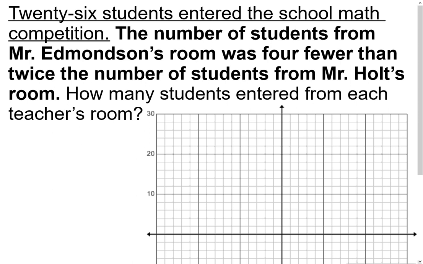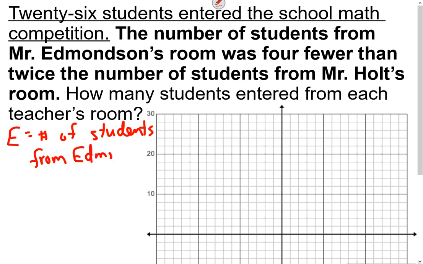So again, I look at this and go, I don't know how many students are in each teacher's room, so I'm going to have to come up with a variable for those. Well, in each teacher's room, so I have these different teachers. So I have Mr. Holt's and I have Mr. Edmonton's. So I'm going to use an E for the number of students from Edmonton's room.